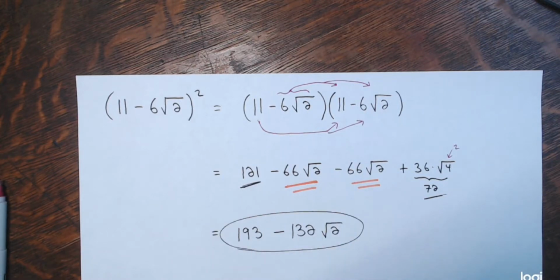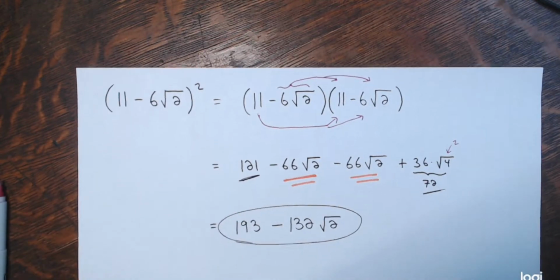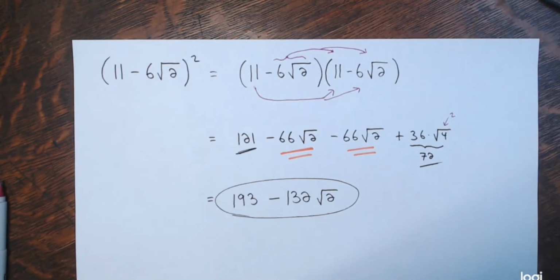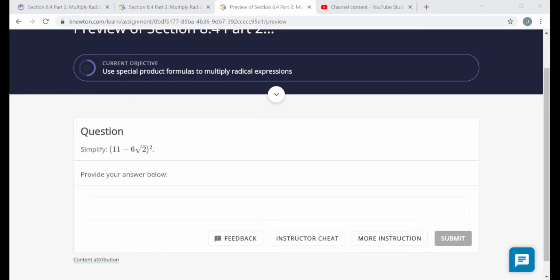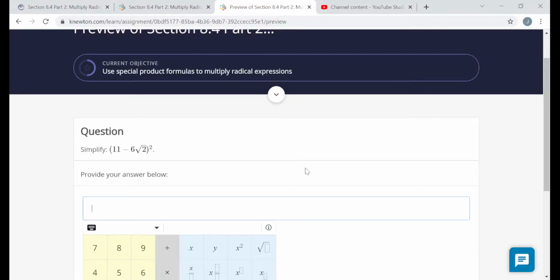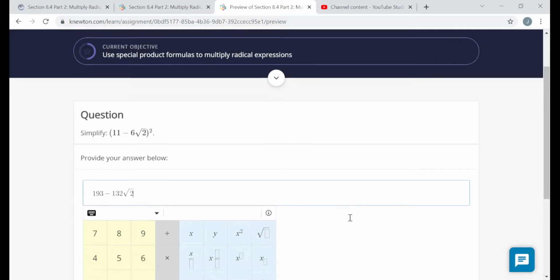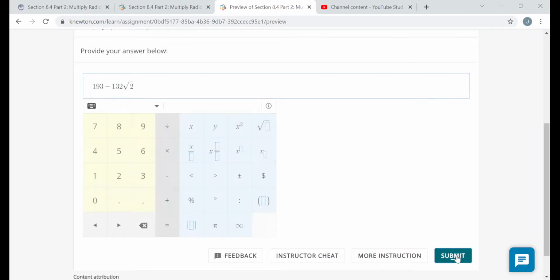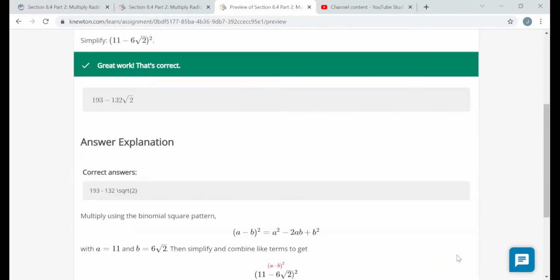And then once again, you can test it out using a calculator, see if the expression in the beginning is the same as the expression at the end. But I leave that to you. Alright, so we have 193 minus 132 times the square root of 2. And that should be good. Wonderful.